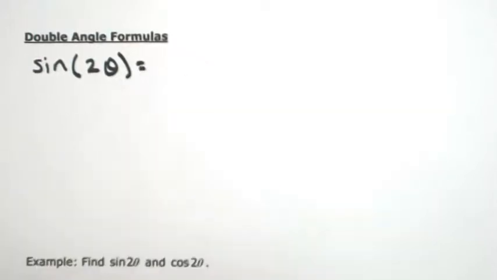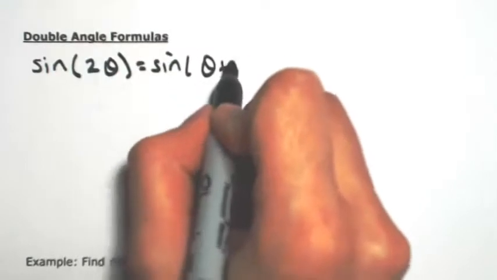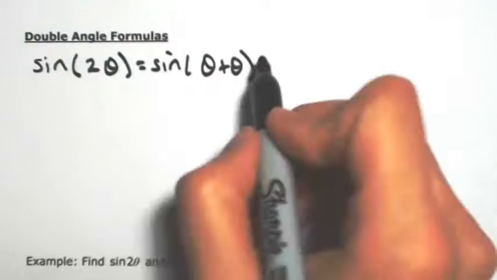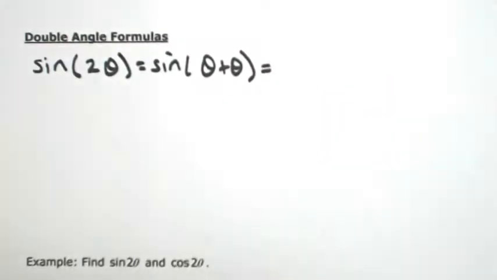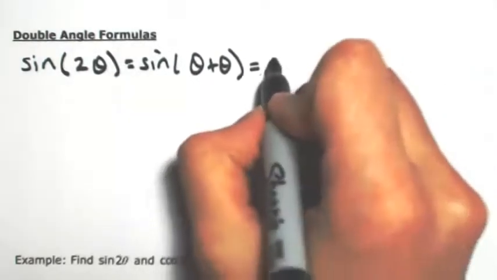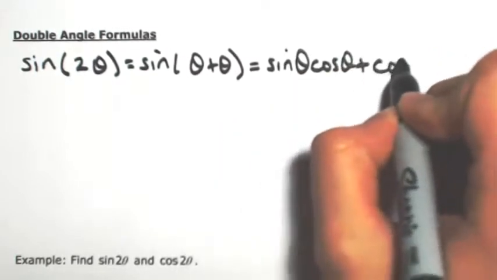Let's take a look at our double angle formulas for sine and cosine. If I had the sine of a double angle, so 2 theta, this is really the same thing as theta plus theta. So this is the sine of theta plus theta. I'm just adding 2 angles together, so I'm going to expand this out using the sum formula for sine. I'm going to have sine, cosine, cosine, sine, keeping the sign of plus. So I would have the sine of theta, cosine theta, plus cosine theta, sine theta.